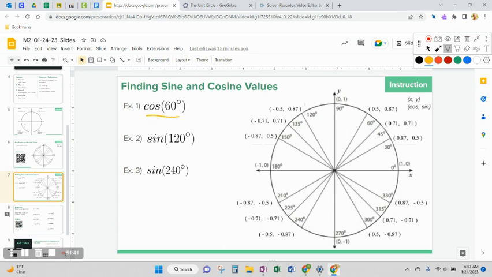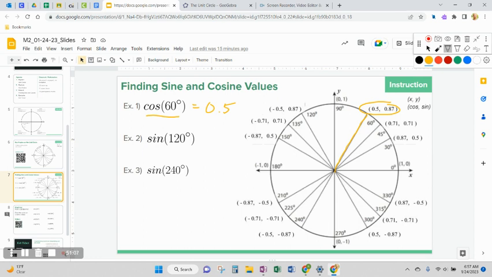And basically, if we were to trace out from our 60 degree line on our unit circle, we have two values here that we could potentially pull. We have the 0.5 and the 0.87. Well, our cosine value corresponds to the first value listed. It corresponds to our x coordinate, which in this case is 0.5. So cosine of 60 is equal to 0.5. If you get the hang of this already, go ahead and try example 2 and example 3 here.